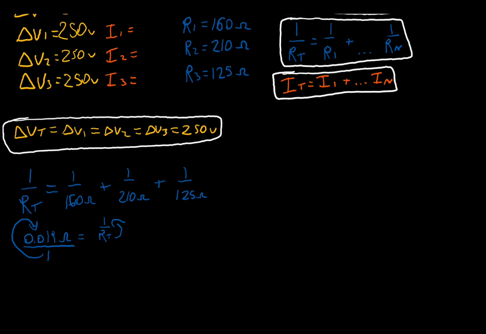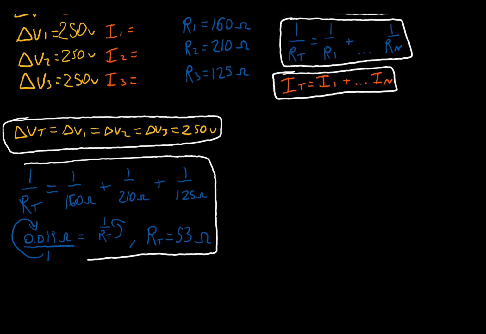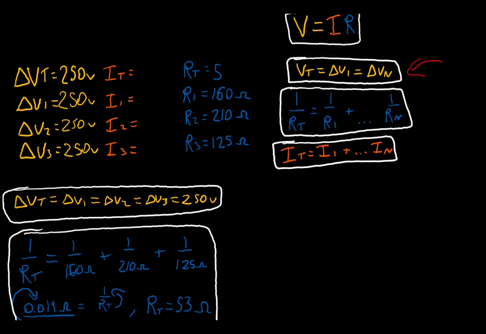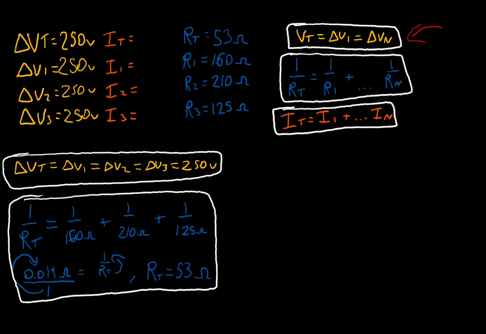So it would be 0.019 over 1. And when we do the reciprocal, we can see that it's 1 over 0.019. And so rounding to two significant digits, we can find that the total resistance is 53 ohms, which we can fill out for RT. And now we have found all of the voltages as well as all the resistances. All that's left is to find the currents.